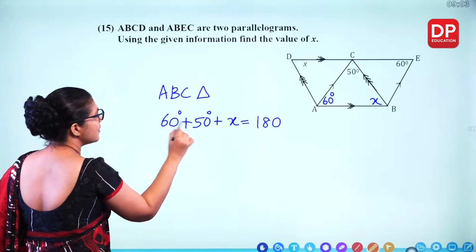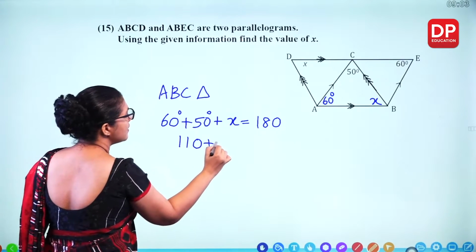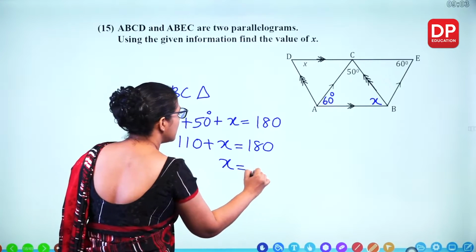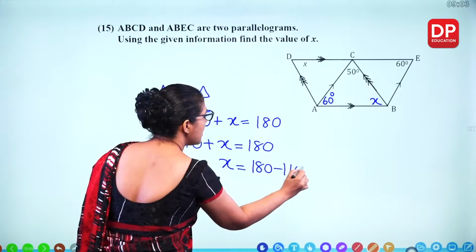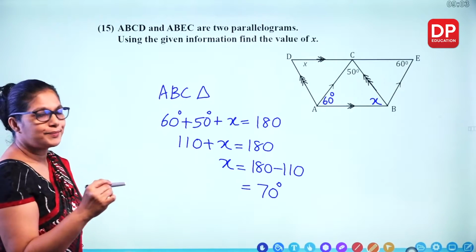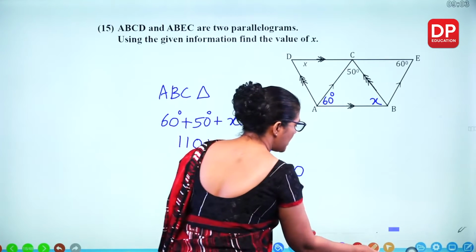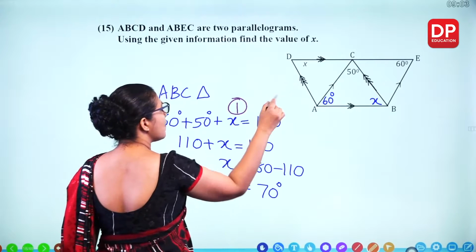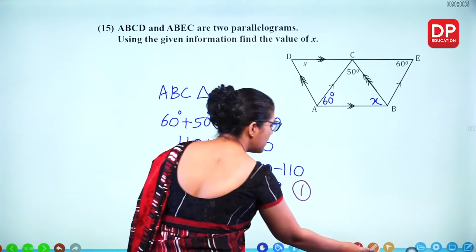So 110. When you subtract 110, you get 70 degrees for x value. So x is 70. 2 marks. 1 mark to identify this and 1 mark for the answer.